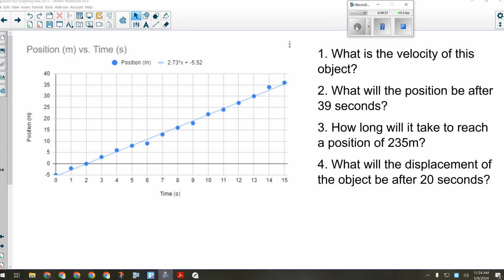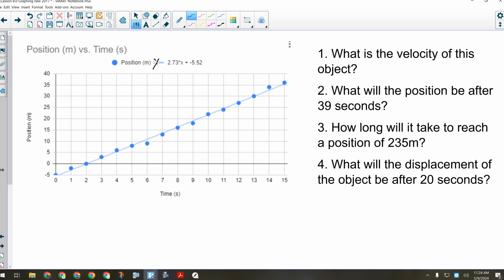All right, guys, let's just quickly walk through this linear position versus time graph here. Because I have a position versus time graph, I can see that this object, whatever it is, is changing its position in a forward direction at a pretty constant rate. Would you agree?